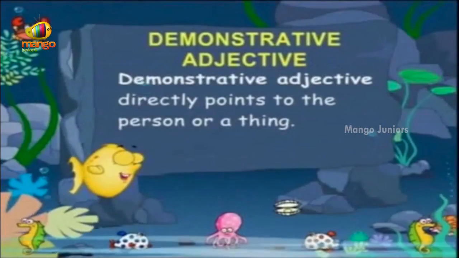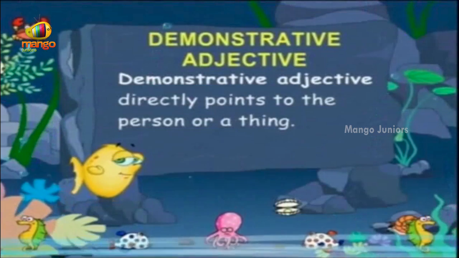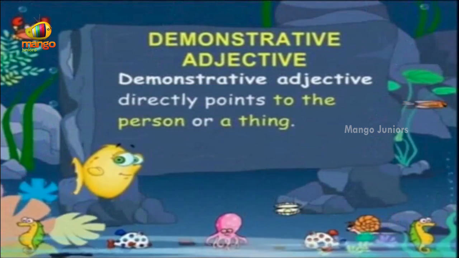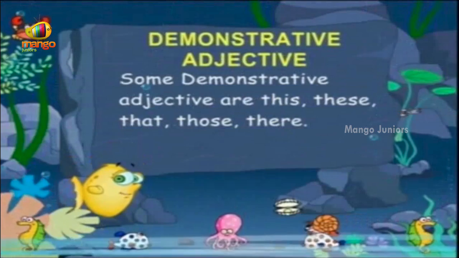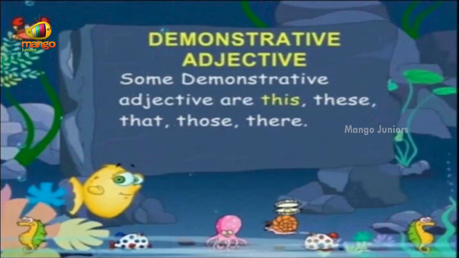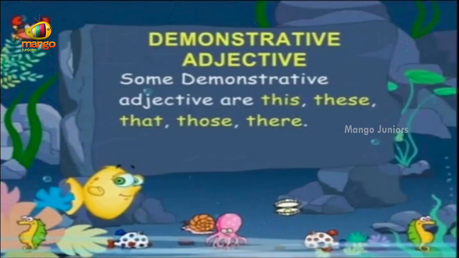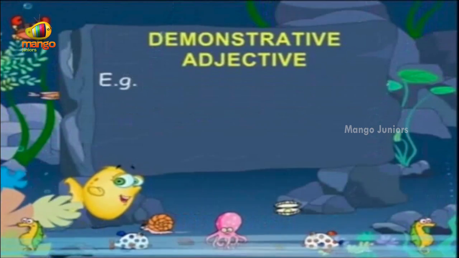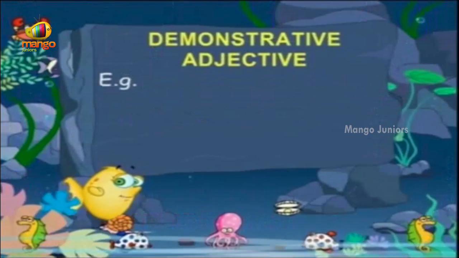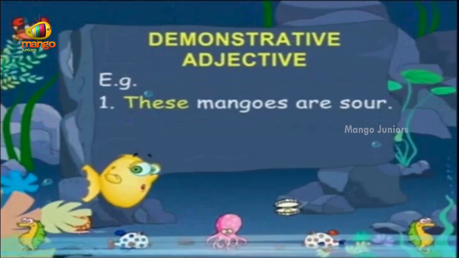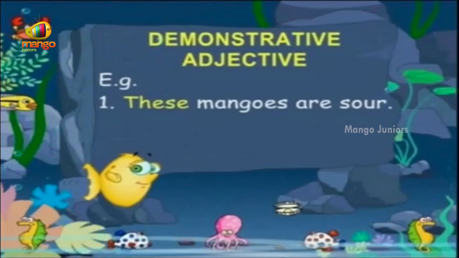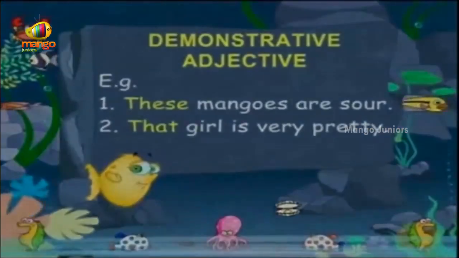A demonstrative adjective directly points to the person or thing. Some demonstrative adjectives are this, these, that, those. Some examples of demonstrative adjectives: These mangoes are sour. That girl is very pretty.